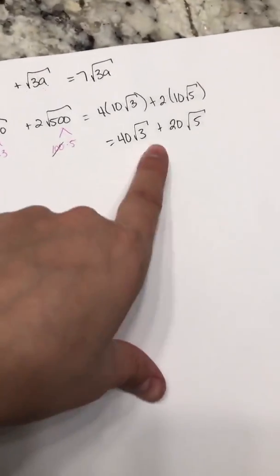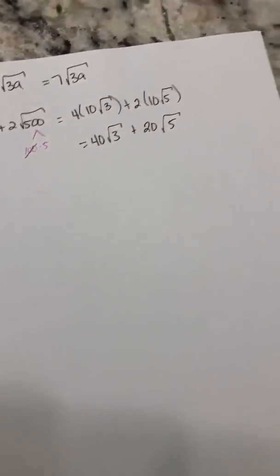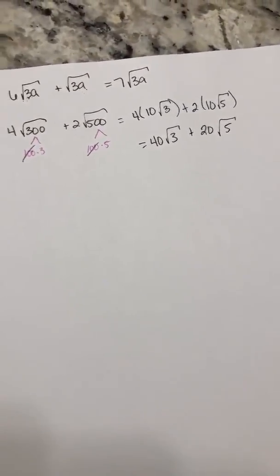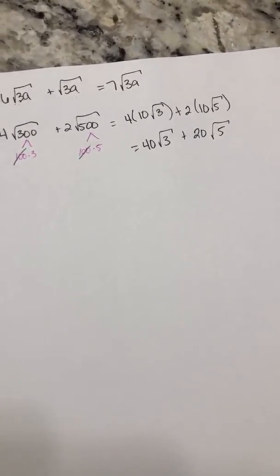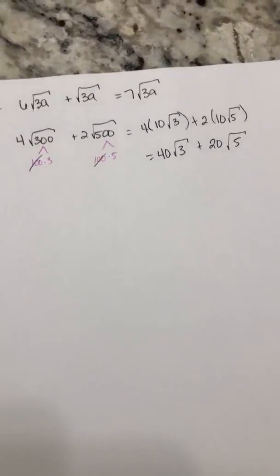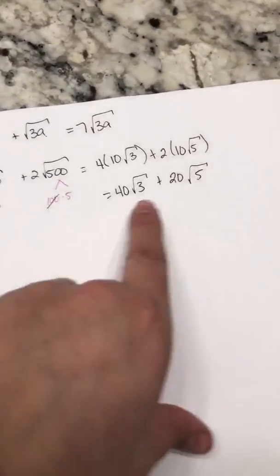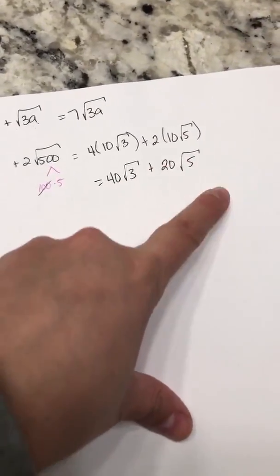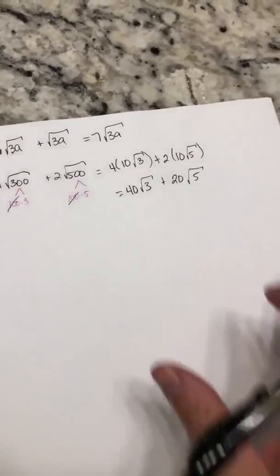Now the square root of 3 and the square root of 5 aren't the same, so I can't say that's 60 square root of anything. So you just stop there. I could do a decimal form if I wanted to, but the point is to combine like terms. So the radicands have to be the same to combine them. So we'll just leave it alone, leave it like that.